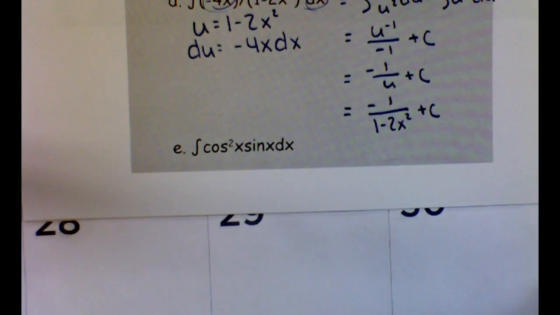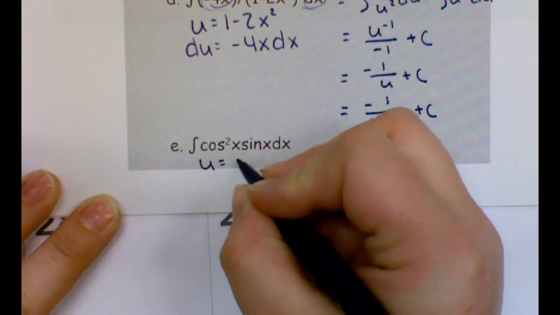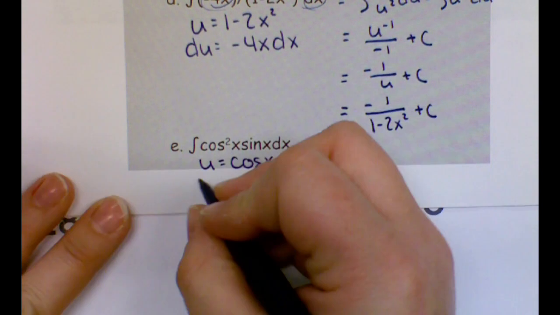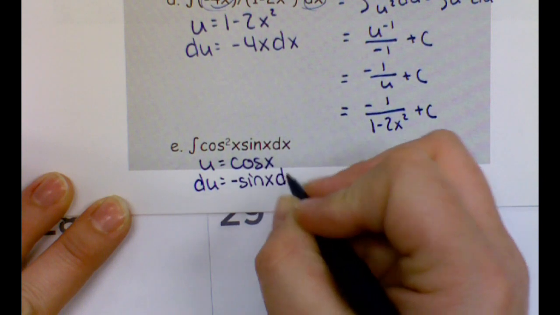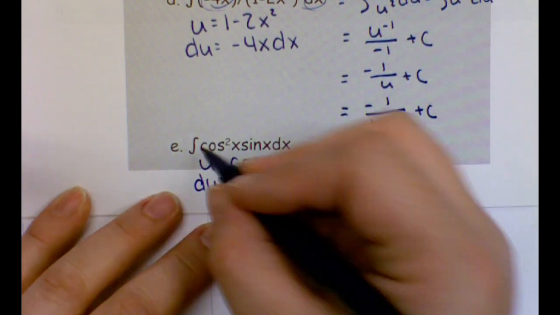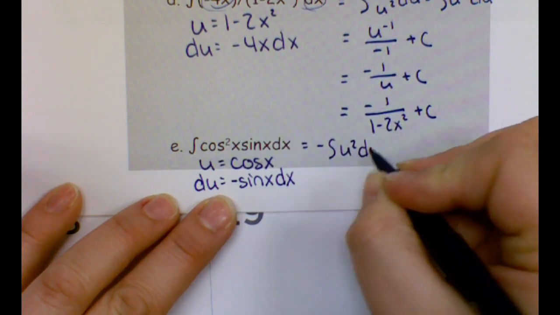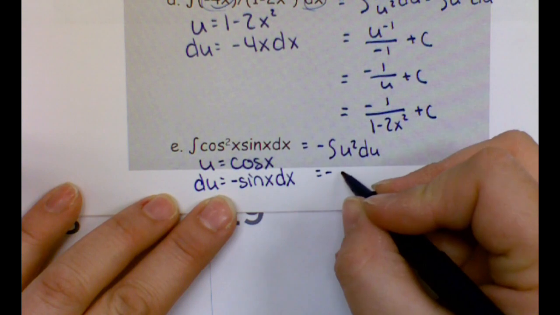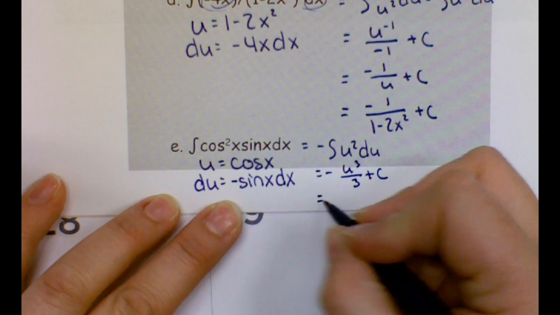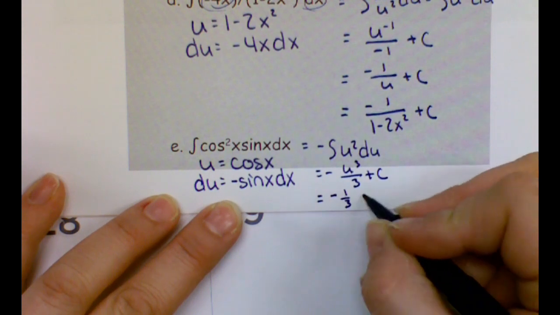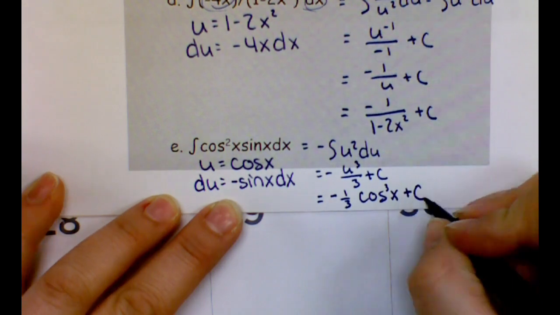And finally, the antiderivative of cosine squared of x sine of x dx. I would make our u substitution be cosine of x, because du then is negative sine of x dx. We just have to pull an extra negative out front. Antiderivative of u squared du. We get negative u cubed over 3 plus c, which is negative 1/3 cosine of x cubed plus c.